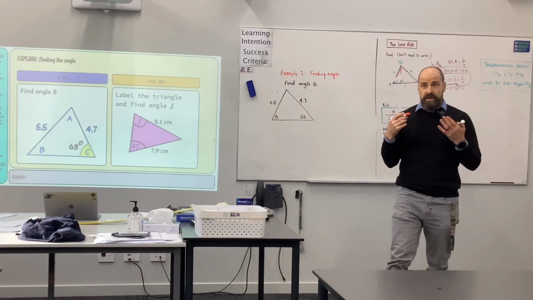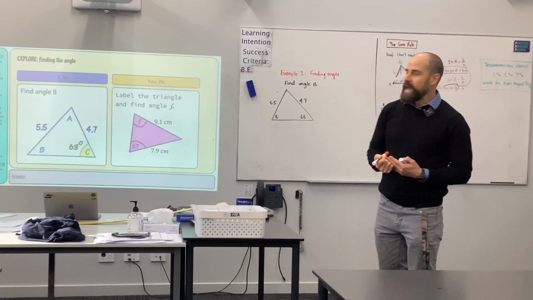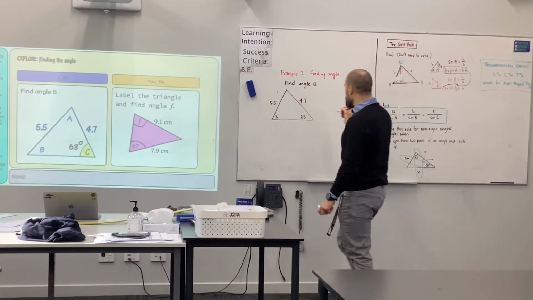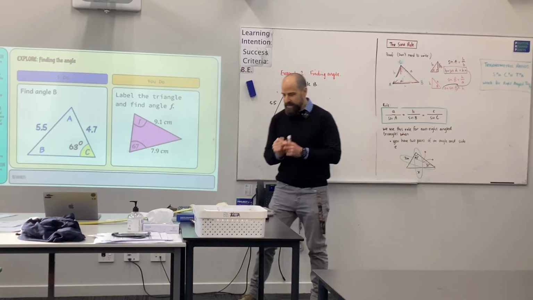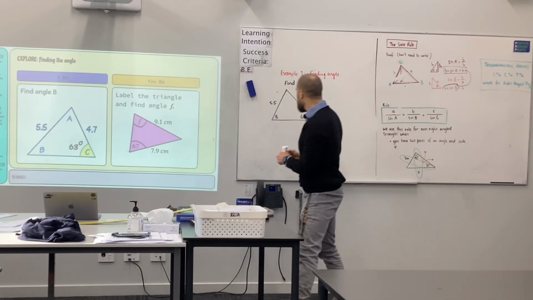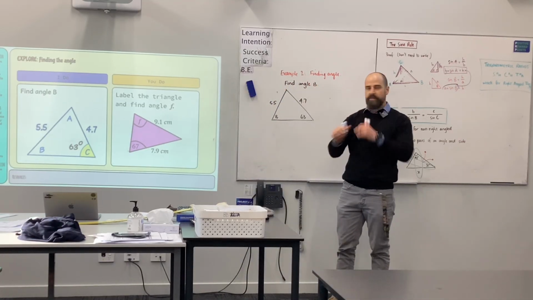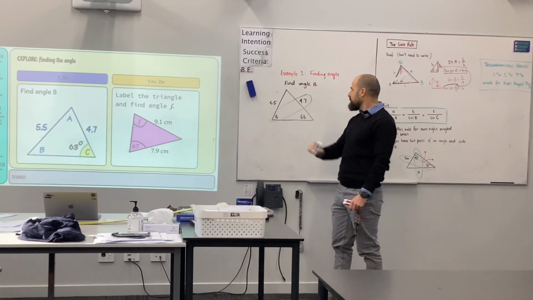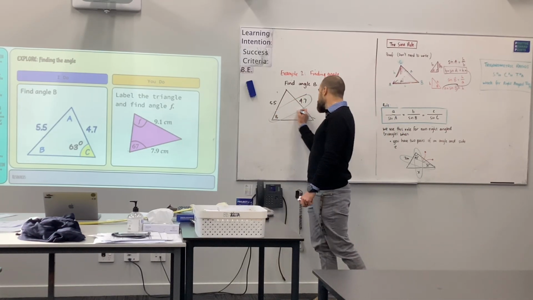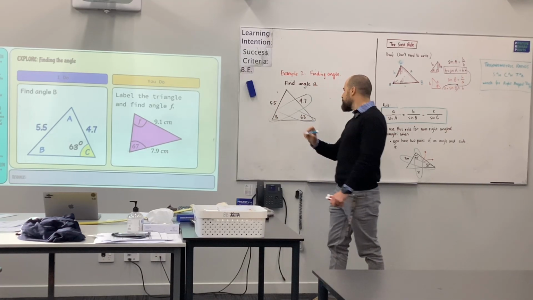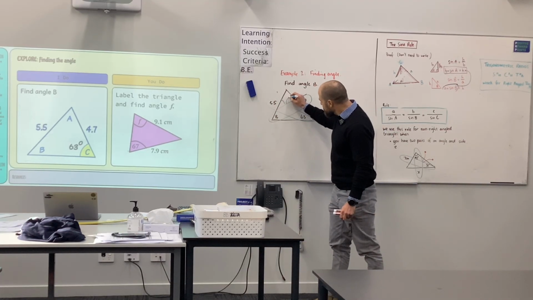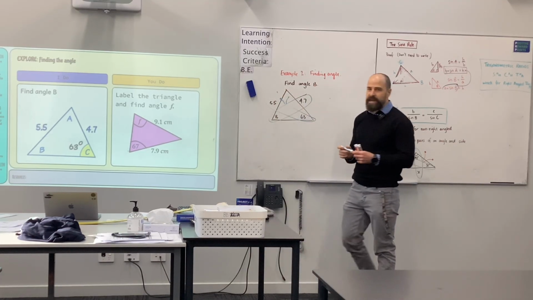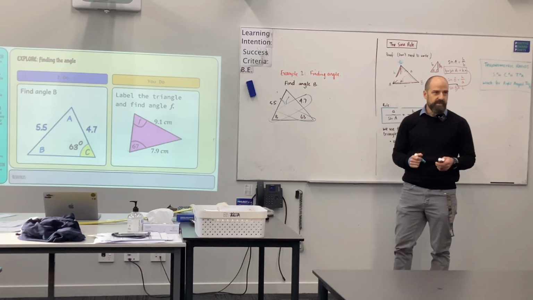Okay, can I use the sine rule? How do I find out if I can use the sine rule? I need to be able to draw a lovely little butterfly. Can I draw a butterfly? Do I have two pairs of opposite sides and angles? So there's an angle and a side that are opposite each other. There's an angle and a side that are opposite each other. Have I made a butterfly? Yes, absolutely, we can use the sine rule.